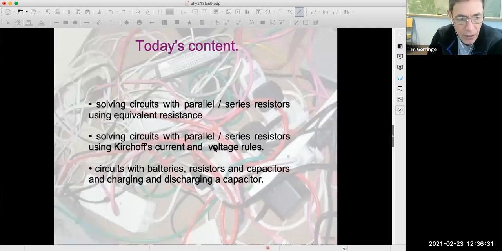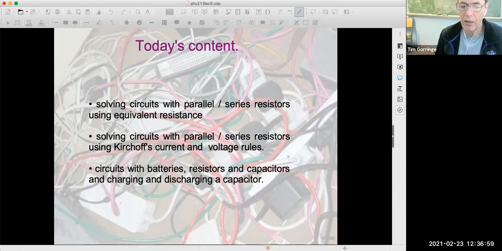So in today's class, I want to continue some work we were doing in the last class. In the last class, we were solving some circuits with series and parallel resistors. I want to continue solving some circuits with series and parallel resistors. They're going to be a little trickier circuits that we're solving with parallel and series resistors today. So that'll be the first chunk or first part of the class.